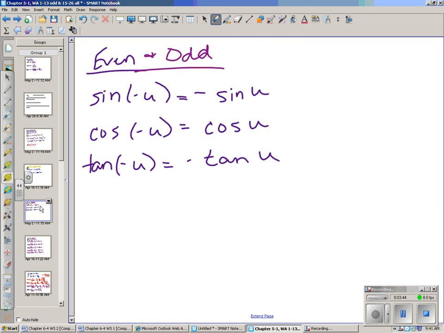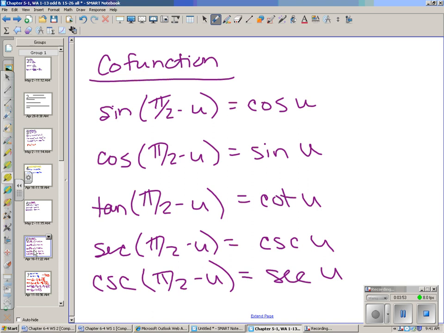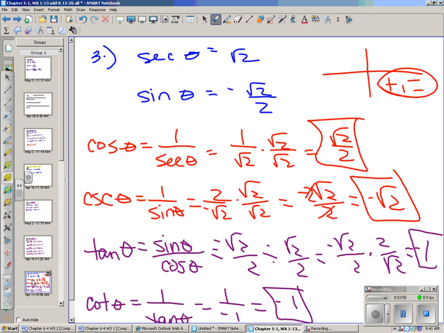Even and odd functions, again, something you need to remember. This should already be on your note card also, okay? That's the bottom of that page. Another thing are the cofunctions. That's also on that page, okay? And the next thing is one of the problems we're going to start.